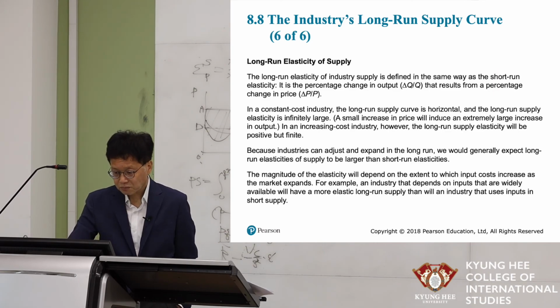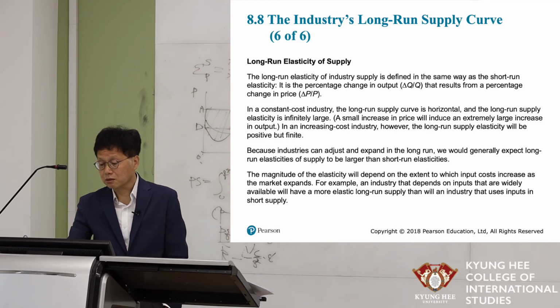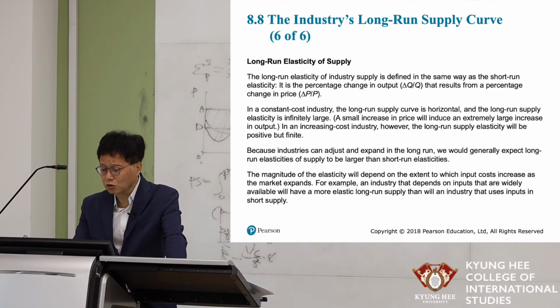And the long-run elasticity of supply. The long-run elasticity of industry supply is defined in the same way as the short-run elasticity. It is the percentage change in output that results from a percentage change in price, the same. In a constant cost industry, the long-run supply curve is horizontal, and the long-run supply elasticity is infinitely large. A small increase in price will induce an extremely large increase in output, right? In an increasing cost industry, however, the long-run supply elasticity will be positive but finite.